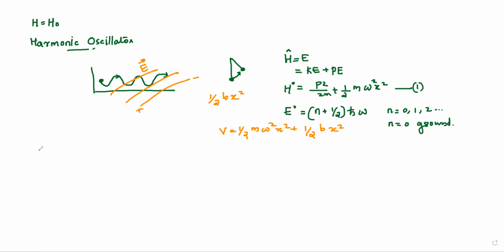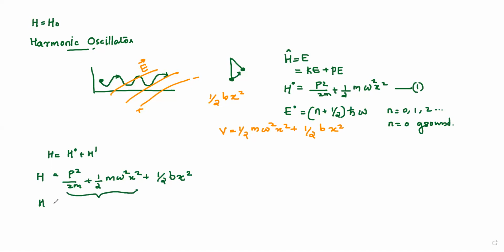So we can write our new Hamiltonian as H is equal to H0 plus lambda H dash, the change in Hamiltonian due to a very small perturbation or very tiny change in this oscillation. That is, H is equal to p square by 2m plus half m omega square x square, plus this constant, half bx square. We write it as H is equal to H0 plus H dash. So this is our new Hamiltonian for our system. Let's consider this equation number 2. Equation 1 is for the unperturbed system, and this is equation number 3 for the perturbed system.